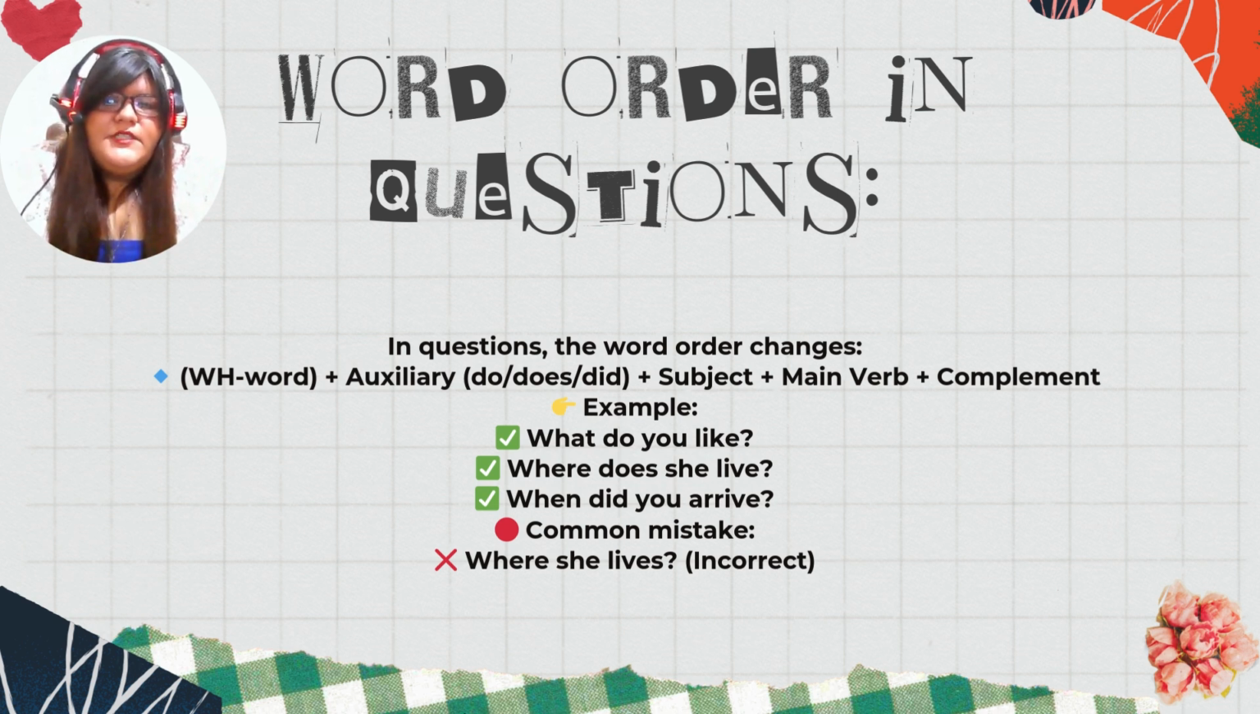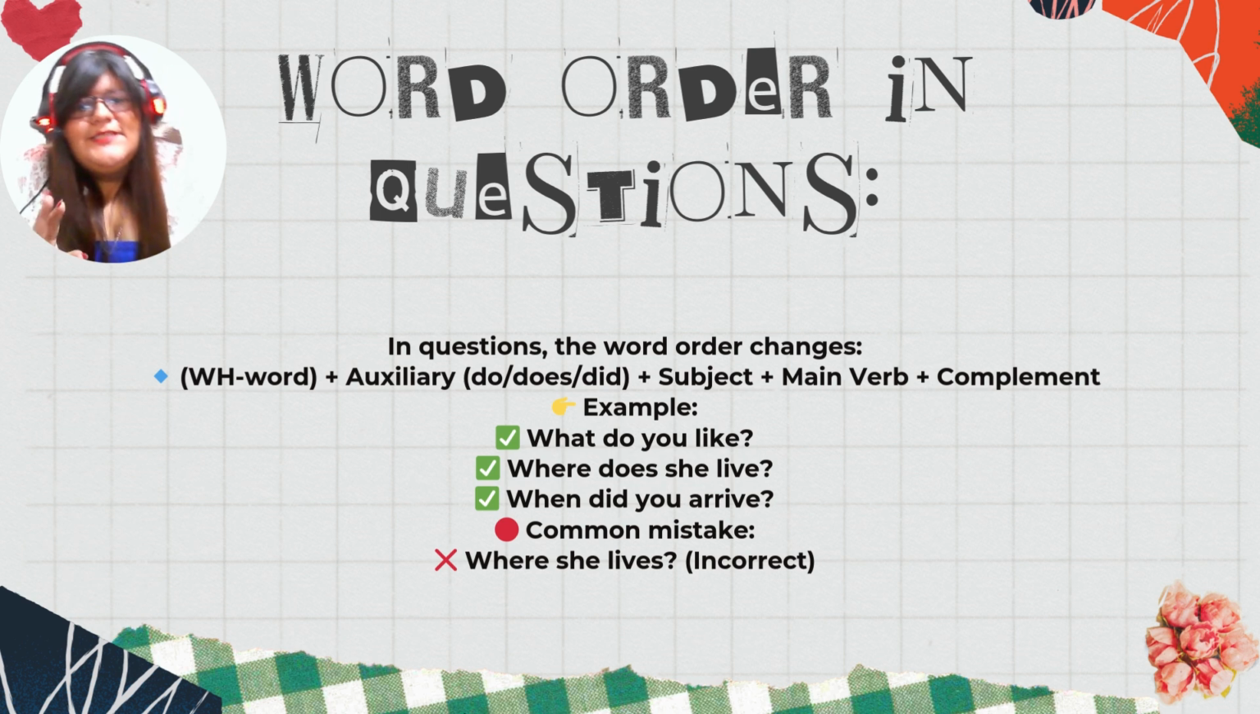Then we have the subject, the main verb, and the complement. For example, what, WH question, right? Do, auxiliary verb, you, the subject, like, the main verb. In this case, we don't have a complement, but it's mandatory for some sentences, so be careful. What do you like? Where does she live? When did you arrive?